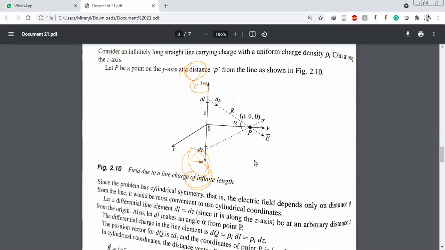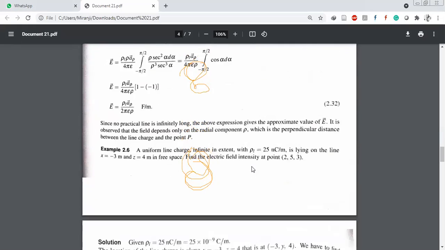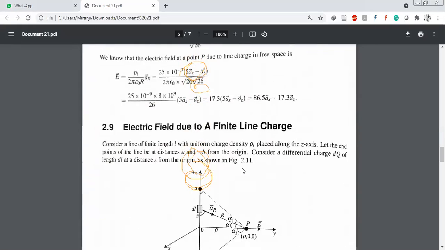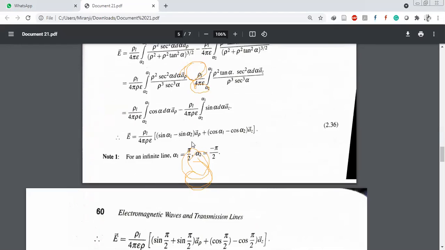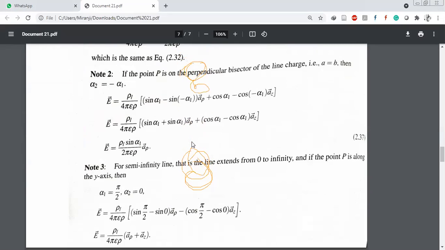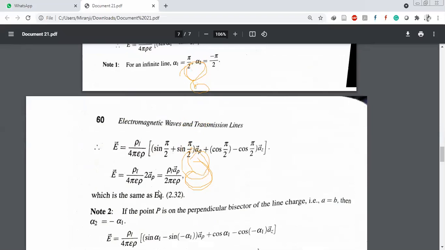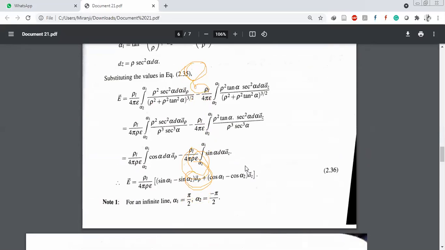See here, minus z to plus z, or simply the expression may also change here. But this simplification contains, see here, the resultant field strength is rho L by 4 pi epsilon rho, a rho plus a z. Again the three cases are there. Actually the final expression is this. This is the final expression for finite line.